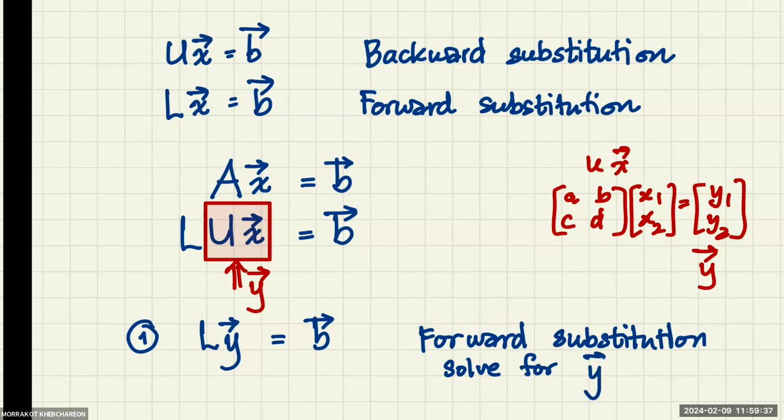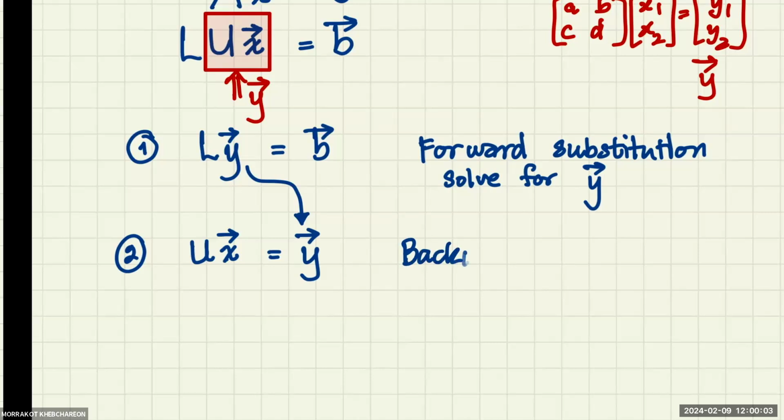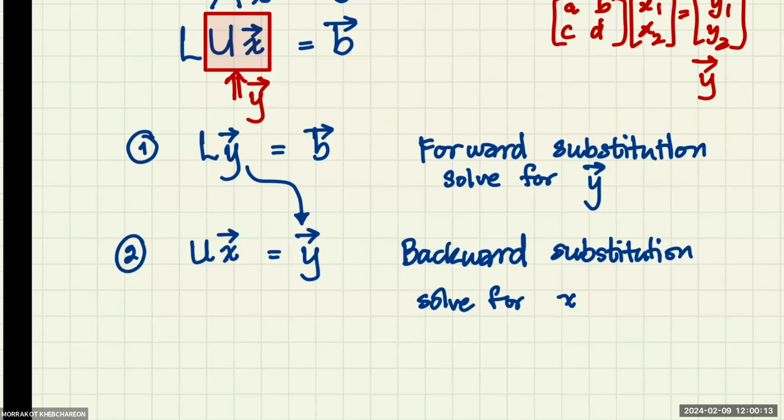You find y, right? You get y. And after that, you use your results from Ly equal to B, you will get to your final solution by setting up Ux equal to Y. You can use backward substitution for X.